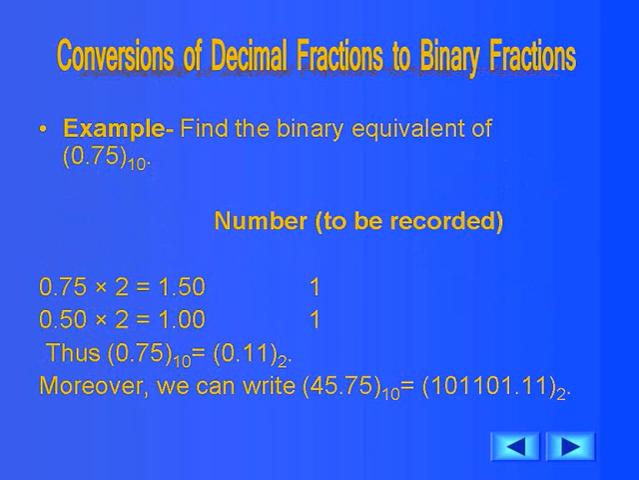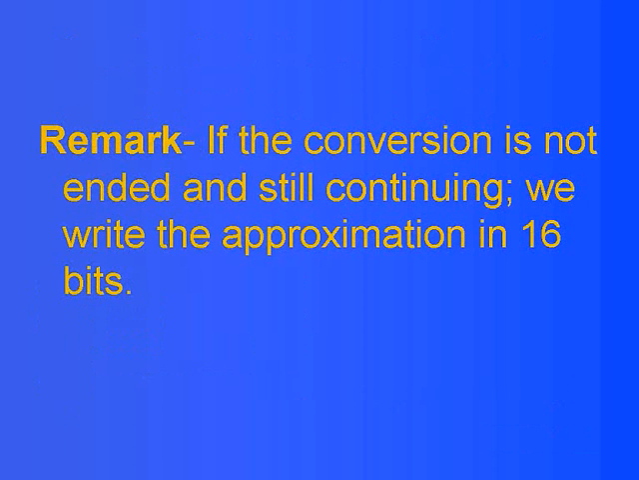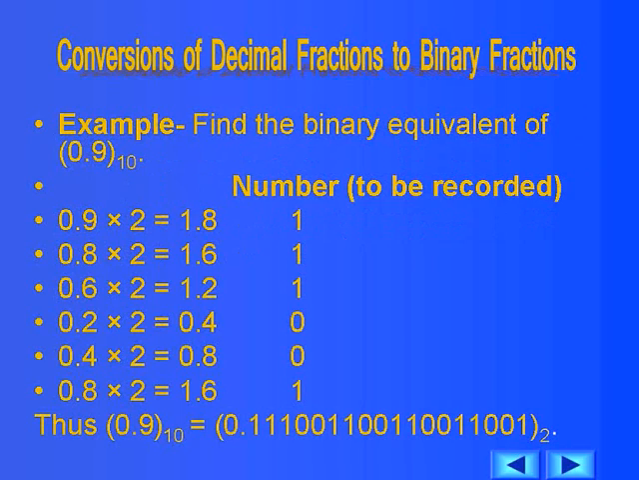Find the binary equivalent of 0.75. Multiply 0.75 by 2, we get 1.50, record 1. Multiply 0.50 by 2, we get 1.00, so we get 1. The fraction value becomes 0, so there is no need of multiplying further. Thus the number is 0.11. Hence 45.75 is equivalent to 101101.11. If the conversion does not end and is still continuing, we write the approximation in 16 bits.